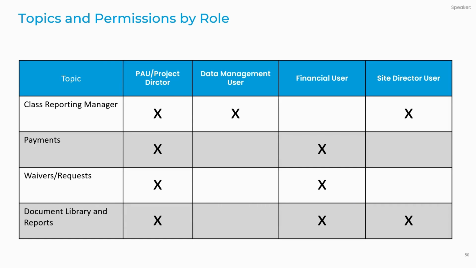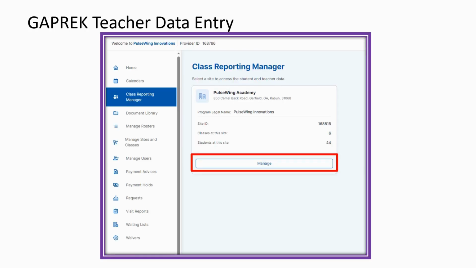Who has access? So we will still be in the class reporting manager. So the PAU and project director, data management user, and site director user have access to adjust and revise teacher data.